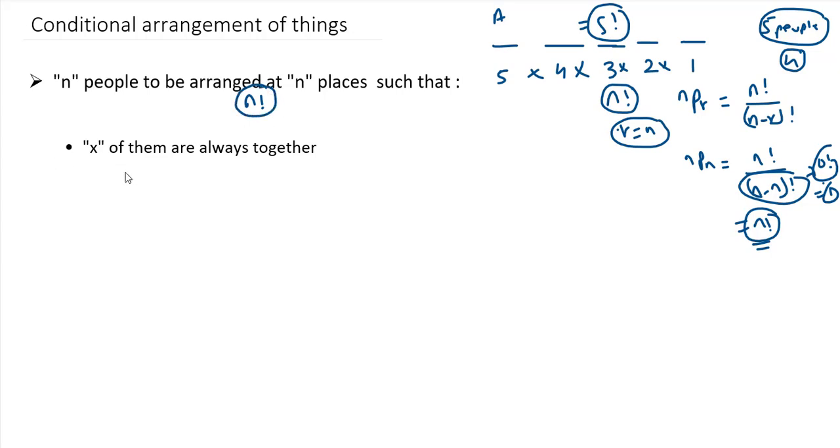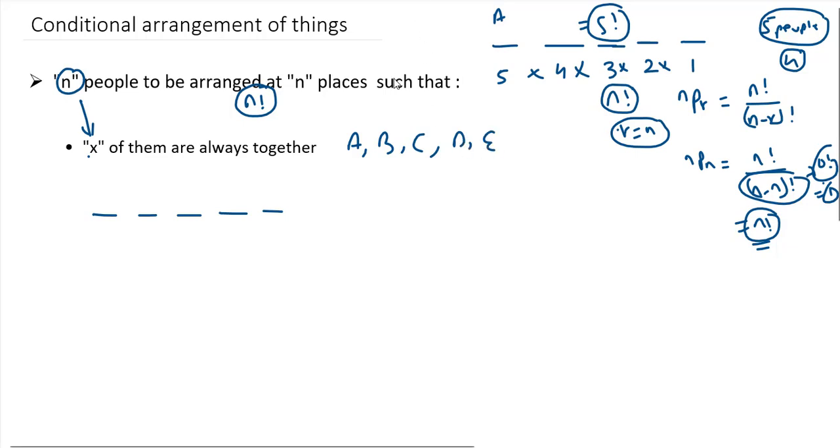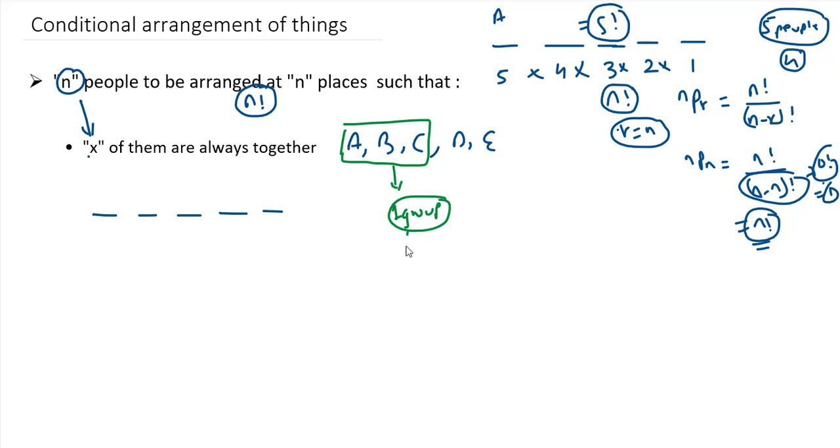Now we'll consider different cases. In the first case, out of the total n people, x of them have to be seated always together. So let us take the first example that we have considered. There are 5 seats, and on these 5 seats we need to arrange 5 people. Let's say A, B, C, D and E. Now if we want A, B and C to always sit together, how can we make this arrangement? So what we will do is we'll consider these 3 people as one single group. So this one group will occupy 3 places and the remaining 2 people will occupy the remaining 2 places.